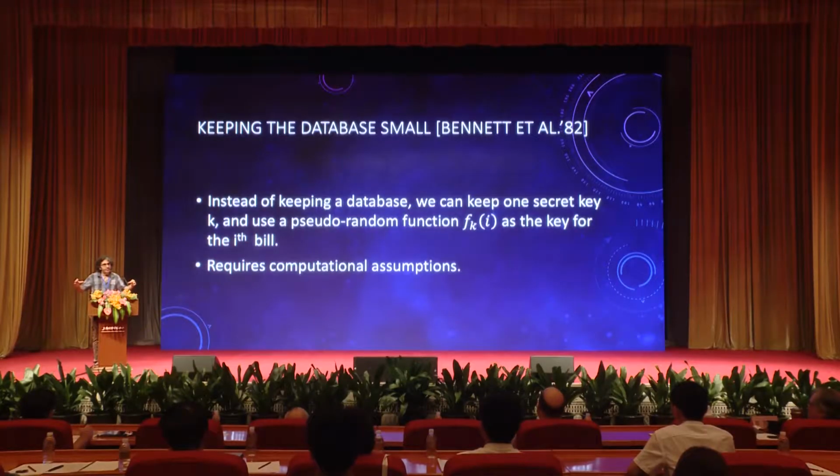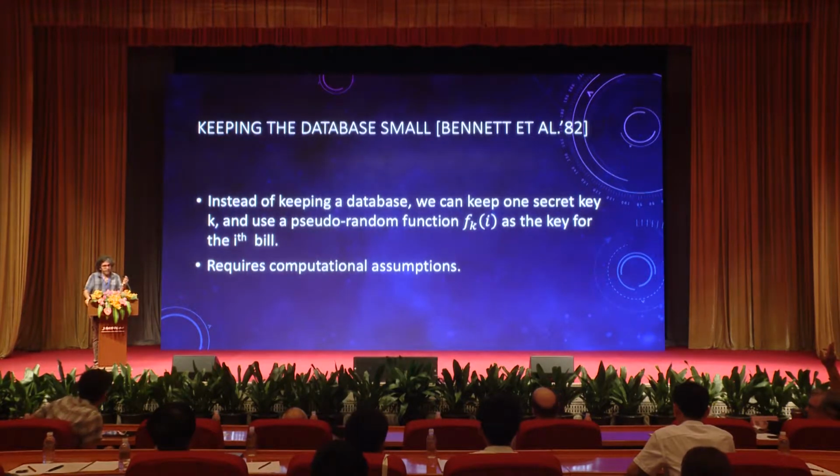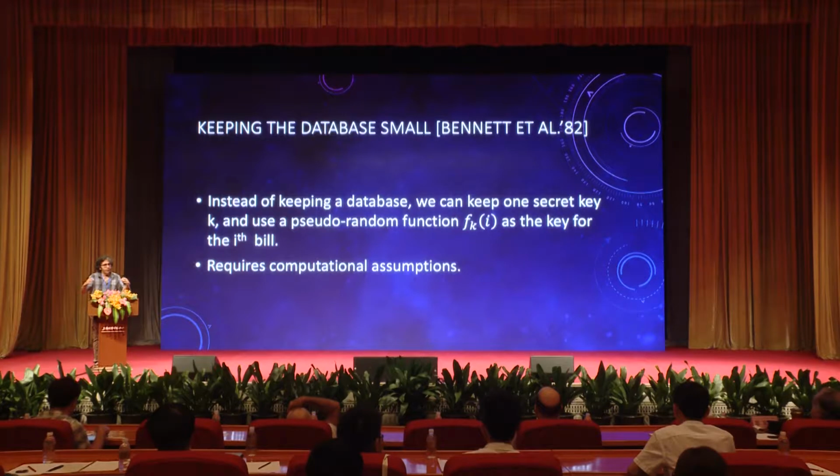So instead of keeping a large database that contains all the numbers in these long bit strings, you keep one secret key, let's call it K, and use a pseudo-random function f_K(i) in order to generate your ith bill. And this, of course, requires computational assumptions, and that is it.